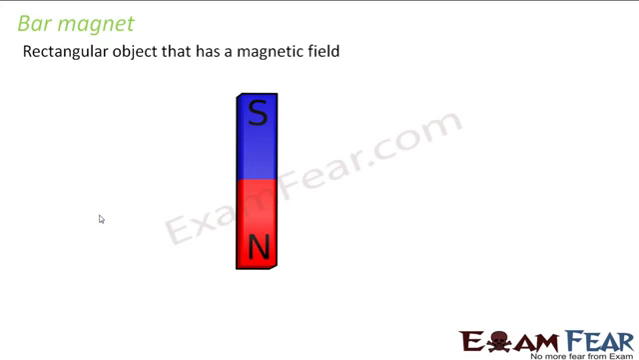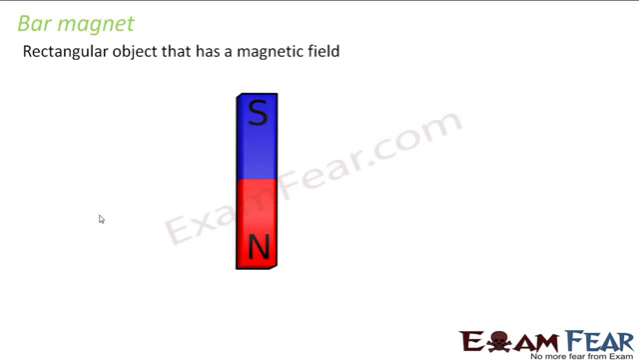In order to understand that, we should first have some idea about magnets. What are magnets? What are the terminologies related to a magnet? Only then can we understand the magnetic effects of electric current, right? So that is what we are trying to do now. So what was a bar magnet? It was nothing but a rectangular object that has a magnetic field.